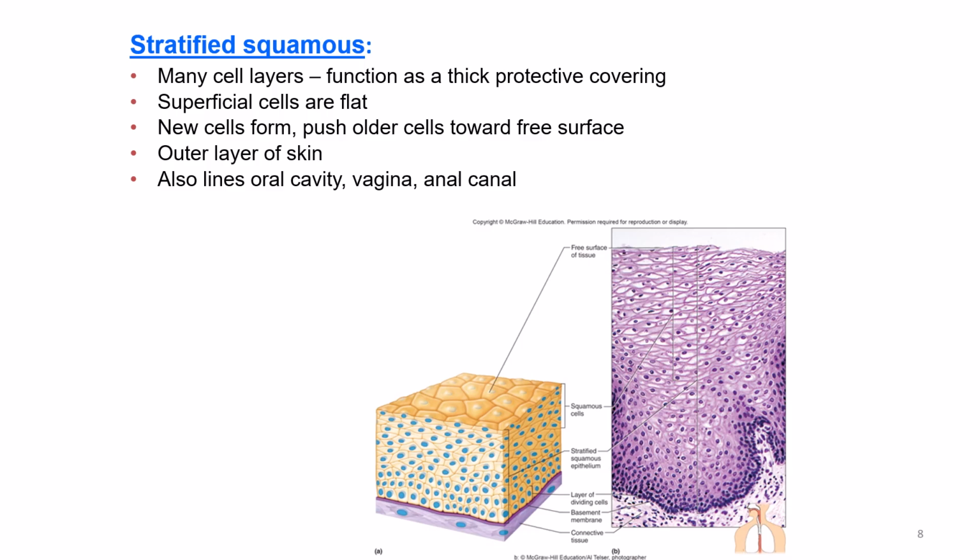Stratified squamous, this is made up of many cell layers. Because of that, it acts as a protective covering. The top cells are flat, but the bottom cells are more round. Here the locations are the skin, inside of our mouth, meaning the oral cavity, vagina, and anal canals.